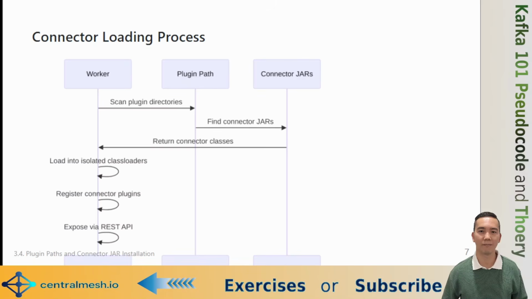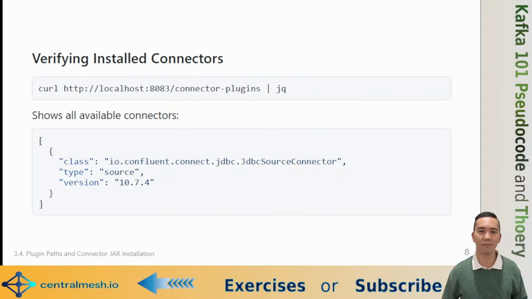This is why after installing a new connector and restarting the worker, you can immediately see it listed through the REST endpoint. After installing a connector, it's always a good idea to verify Kafka Connect actually discovered it. We can call the /connector-plugins REST endpoint. The response contains every connector currently available to the worker. For each connector, we'll see its implementation class, whether it's a source or sink connector, and the connector version.